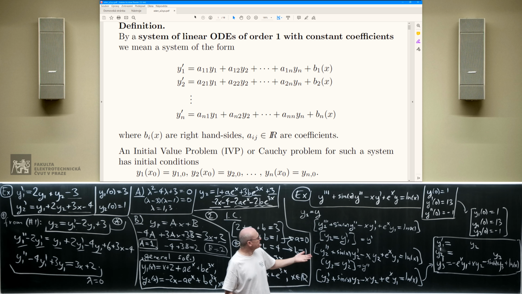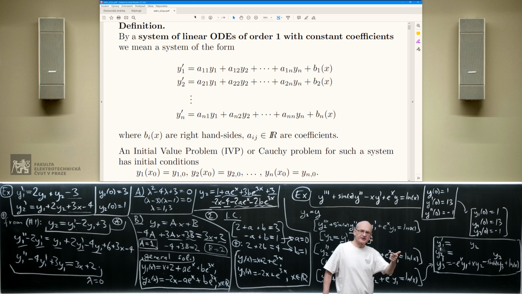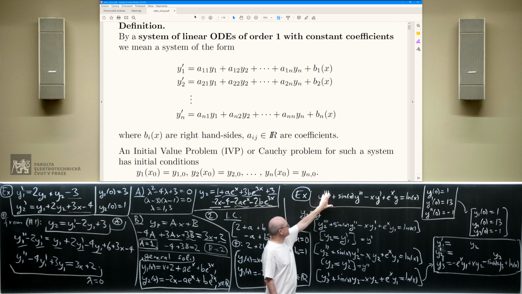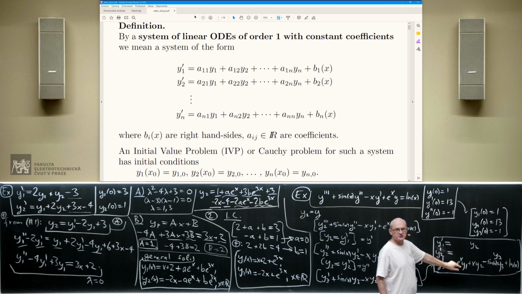I mean, when the coefficients are not constant, then the whole lambda business is gone. You can't use the guessing method either. Well, we would have to use some numerical method. And it turns out that it's actually more practical to take the equation, change it into a system, and apply numerical methods to the system. We will be talking about it later.